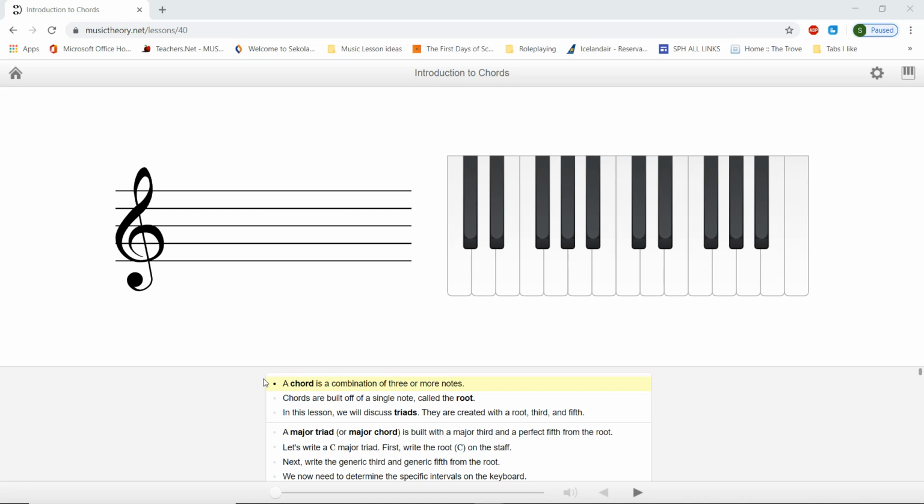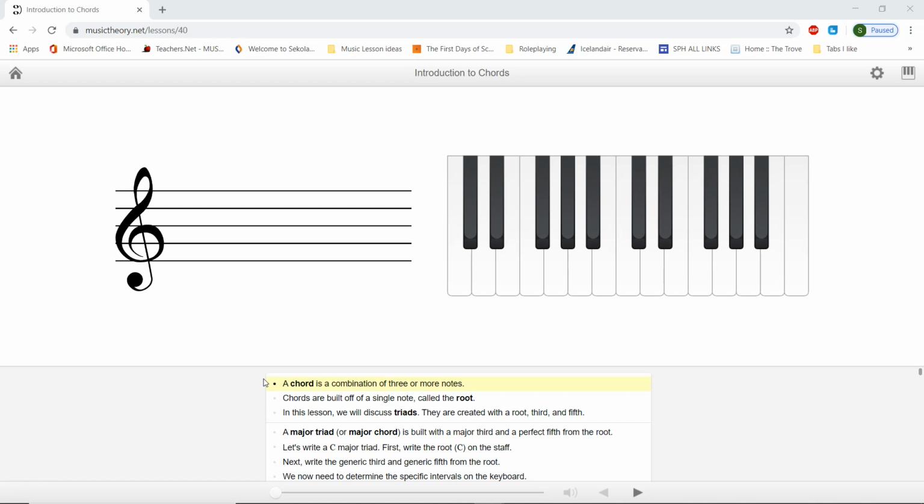Now, I really hope that you went back and watched the interval video that I posted today. The reason is it's going to help you better understand how intervals work, and you're going to see in a minute how critically important understanding intervals is in order to create chords.